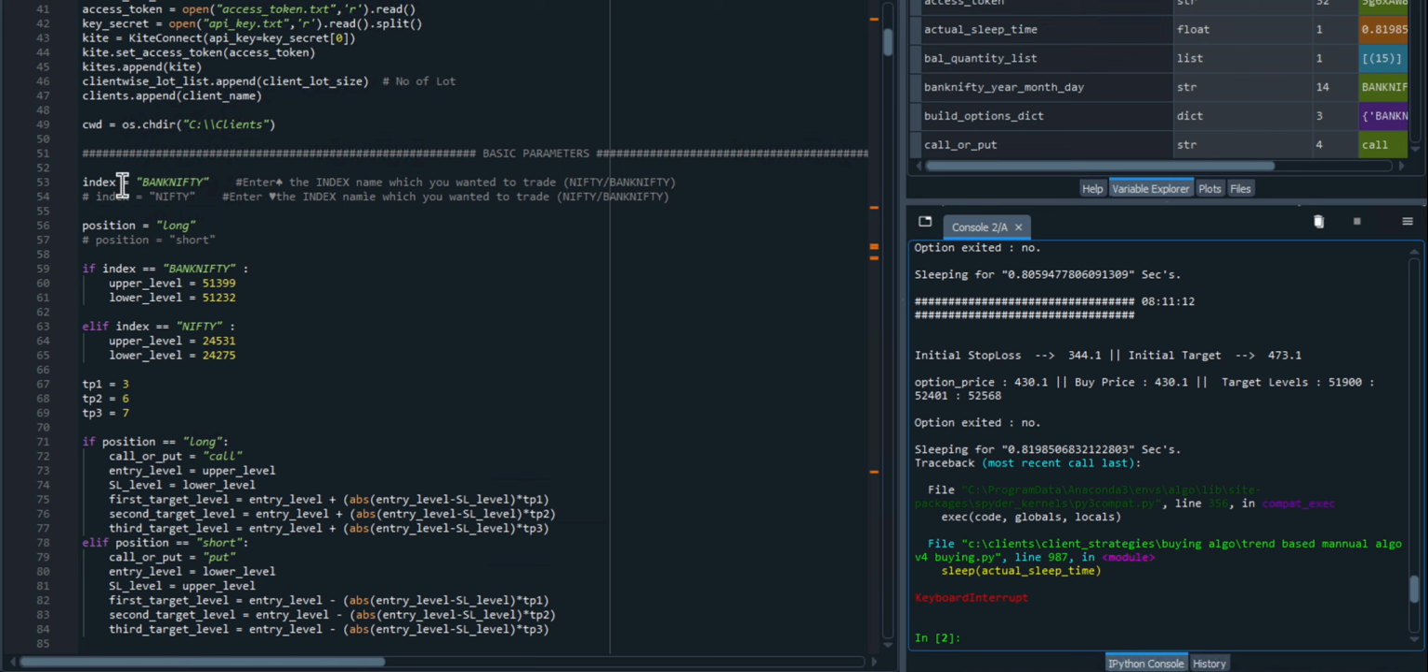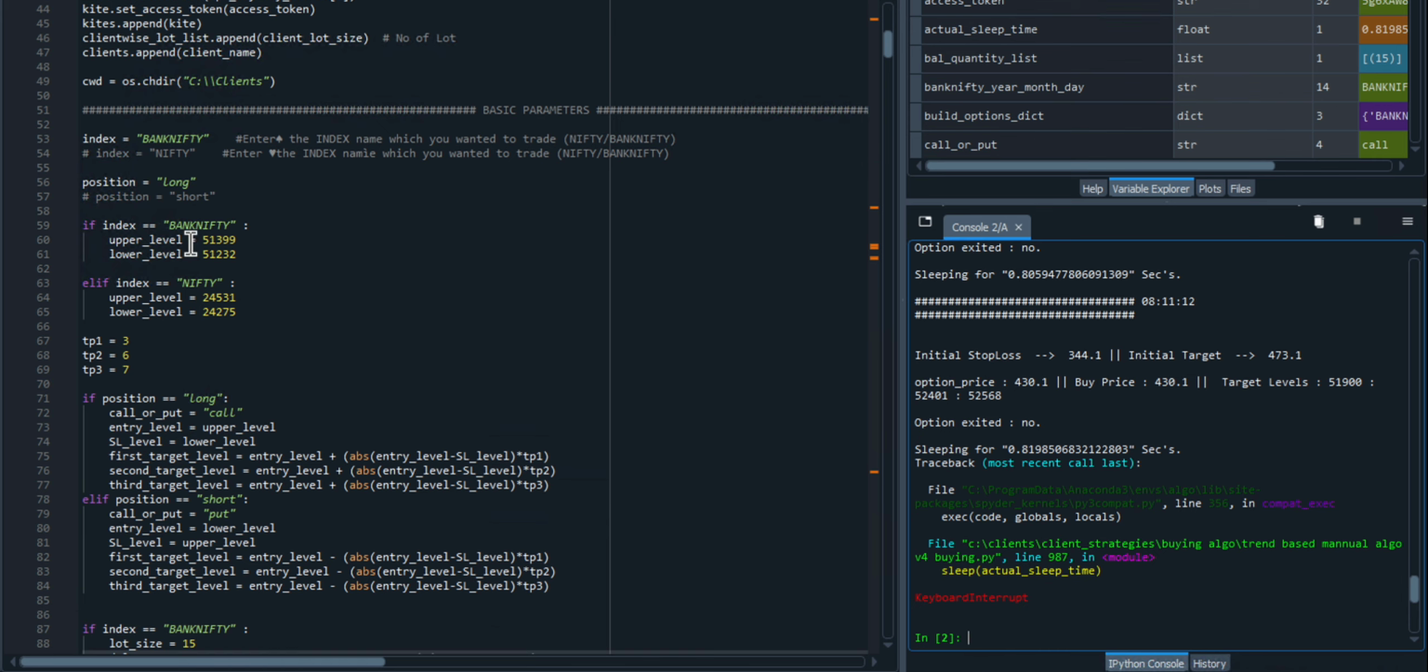Now we can trade in both indices, either Bank Nifty or Nifty. It will be either a short position or a long position, which you have to decide up front. There will be an upper level and a lower level in case of long. So when you are inside a trade, most of the time, let's say 99% of the cases, you will be in between these two levels as per the price action strategy.